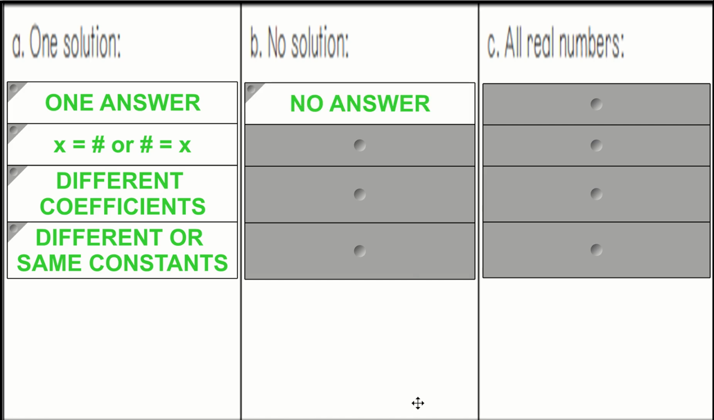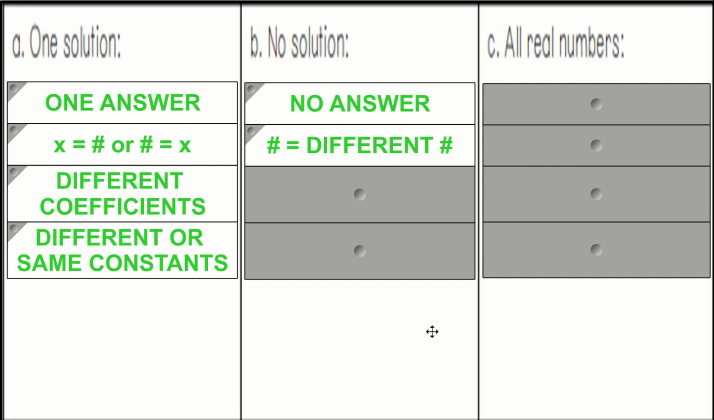There is no answer. No matter what you do, no number will work. What that means is if you go through your steps to solve it, you're going to end up with some number equals a different number. On that first one, we had 3 equals 7, right? That's why we got no solution there.